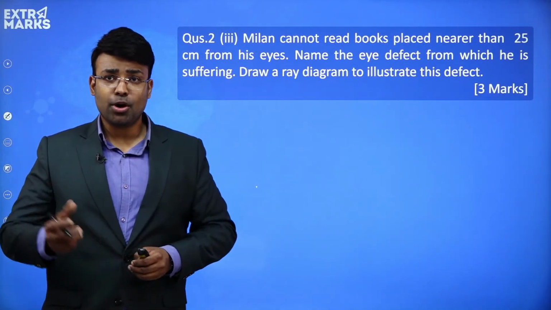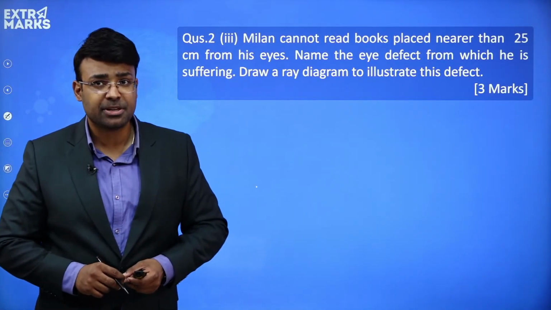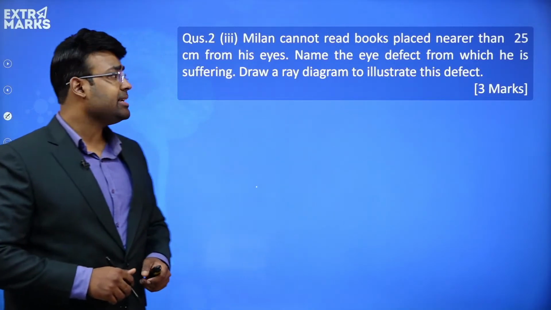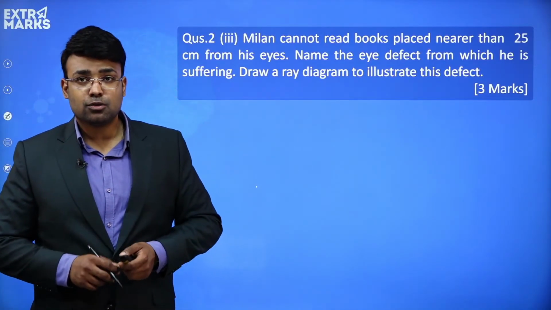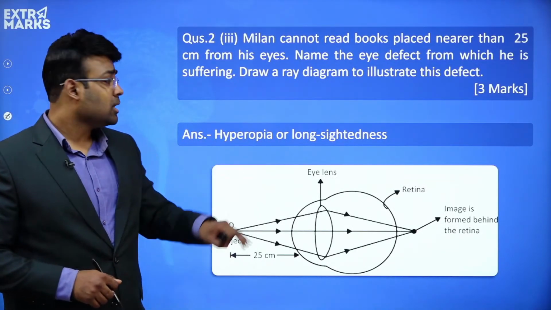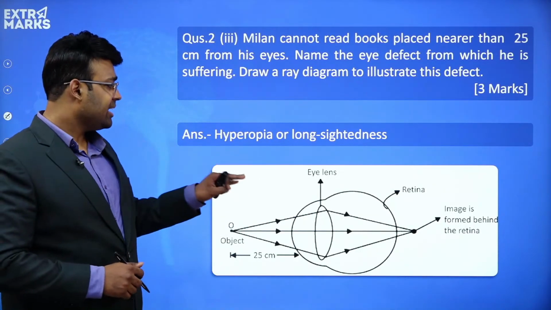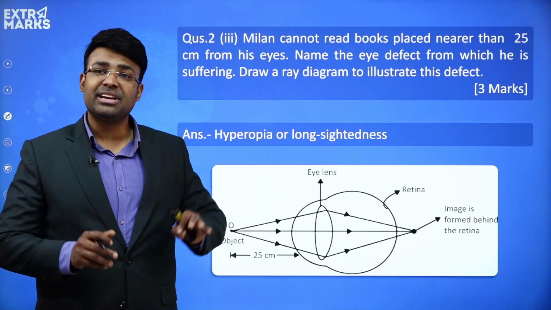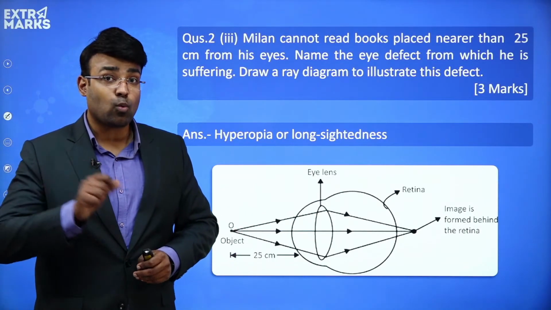Milan is a boy. Milan cannot read books placed 25 centimeter from his eyes. Name the eye defect from which he is suffering. Draw a ray diagram to illustrate this defect. So everyone, this is the case of a disease called hyperopia, which is also called long-sightedness or far-sightedness. Here, the person is not able to read the things which are placed at a distance of 25 centimeter. Now why is it so?